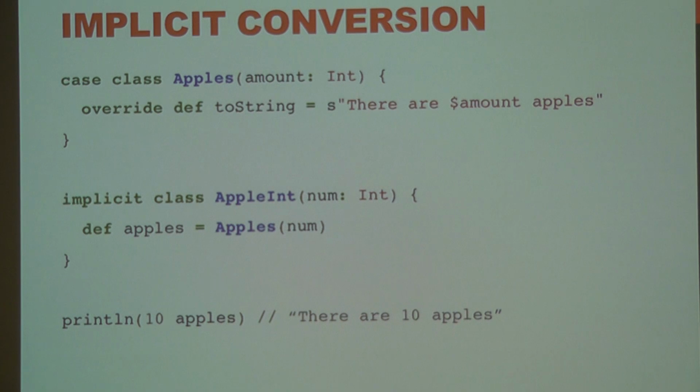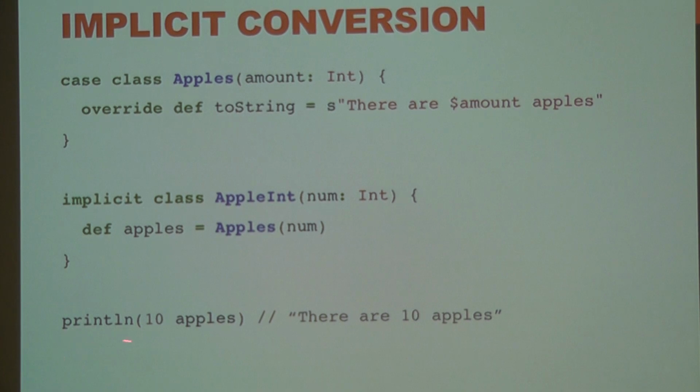But in a language like C++ or Java, you really have no way of doing it. Integers don't have an apples class, and you don't want to do something crazy like Ruby-style monkey patching or extending the integer class. So what you can do is define an implicit conversion from int to appleInt. And what this conversion says is, anytime I see an int, I can convert it into an appleInt if I want to for whatever reason.